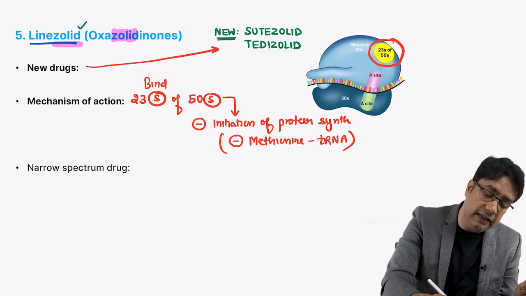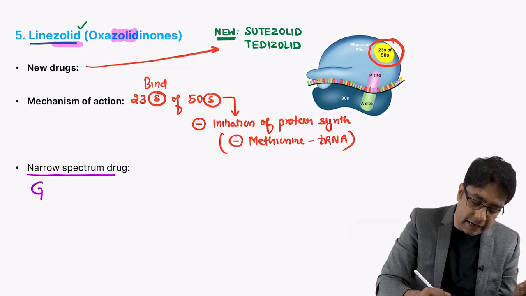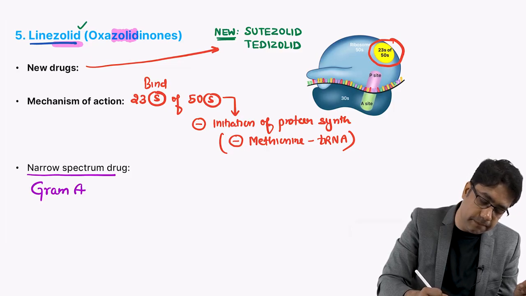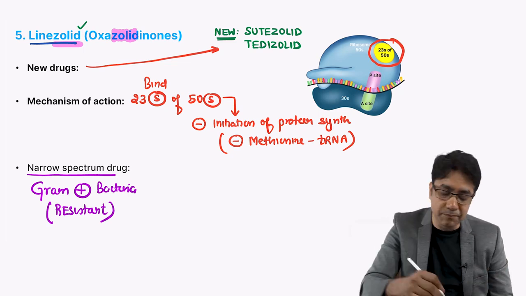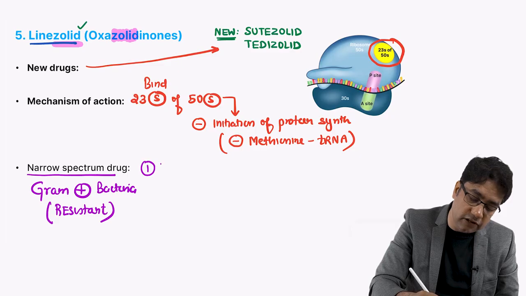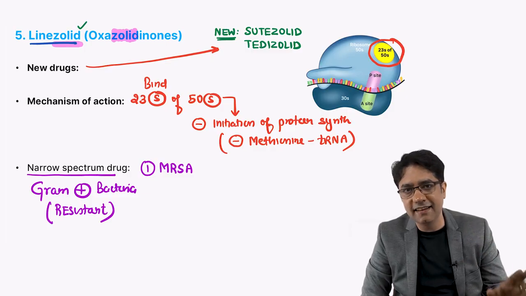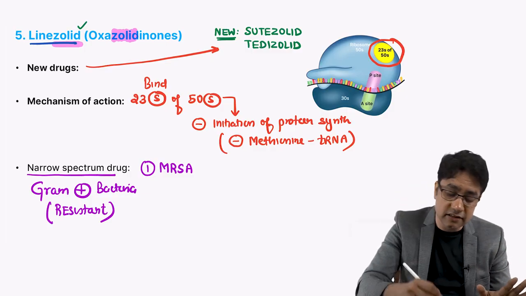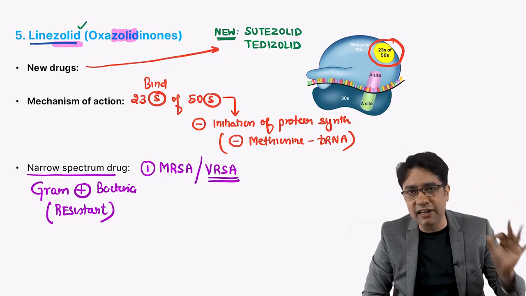Now this linezolid is a very narrow spectrum drug. It is only given for gram-positive bacteria. And right now, it is only given in resistant cases of gram-positive bacteria. So let's write those gram-positive bacteria. Staphylococcus aureus, that is MRSA. Methicillin resistant Staphylococcus aureus. For this we made vancomycin. Vancomycin resistant Staph aureus, we can give linezolid.